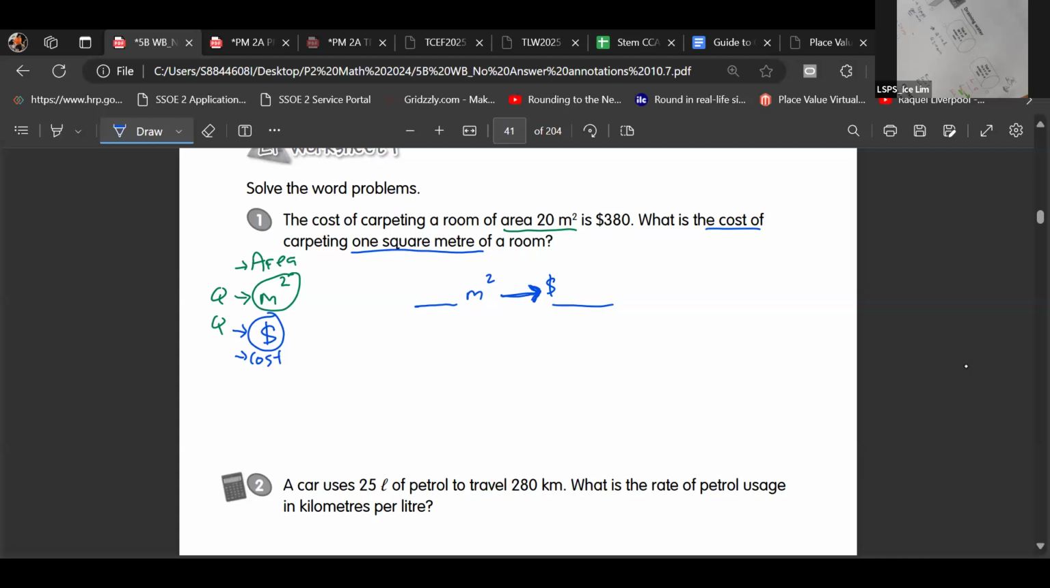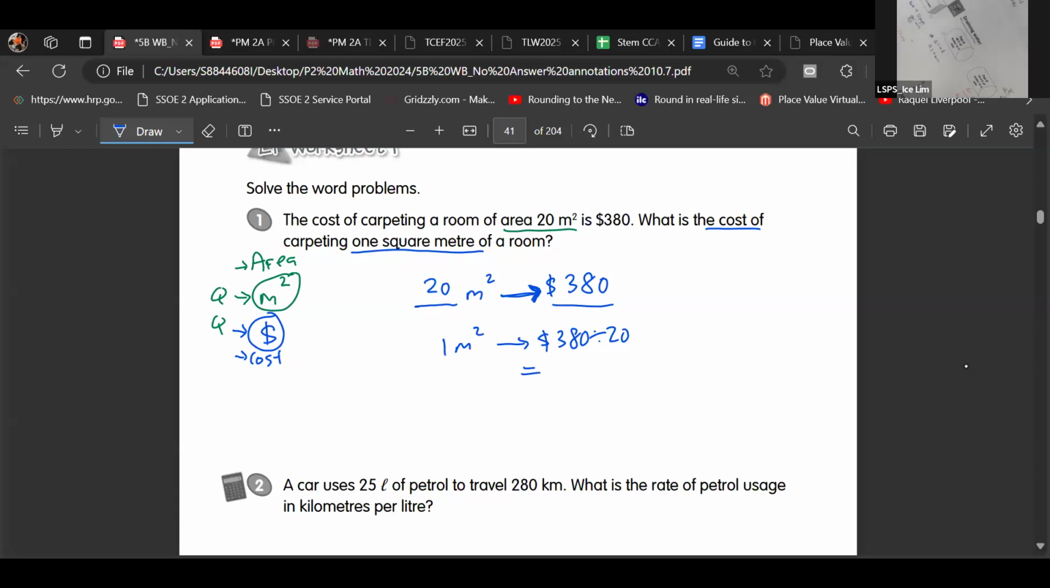You realize that the left side is eventually going to be the 1 square meter, the one that I want to find. So here we have 20 square meters is equivalent to $380. I'm supposed to find 1 square meter, so $380 divided by 20. I don't need the calculator for this because I can divide by 10 and divide by 2.